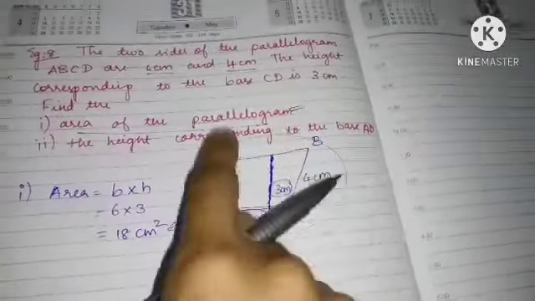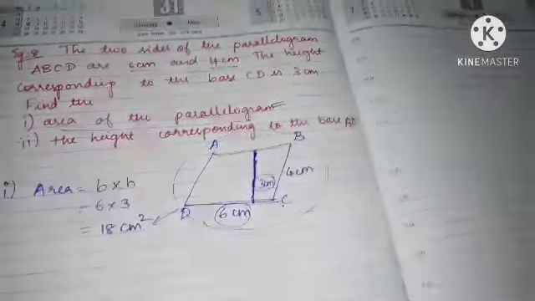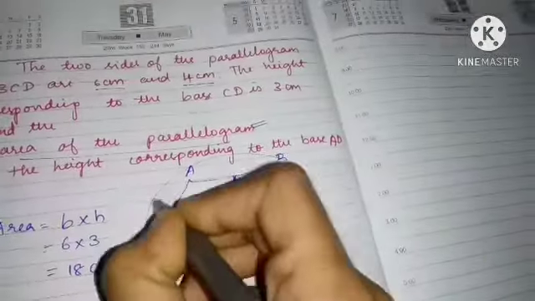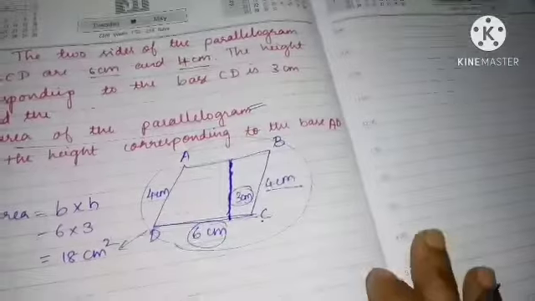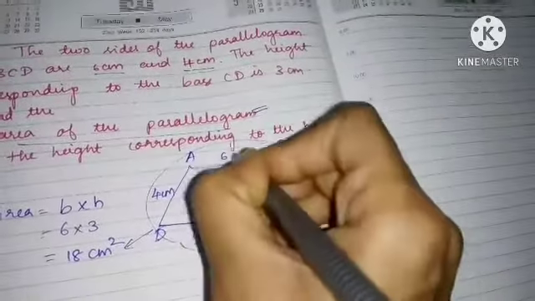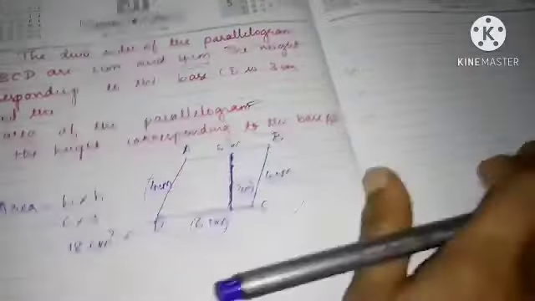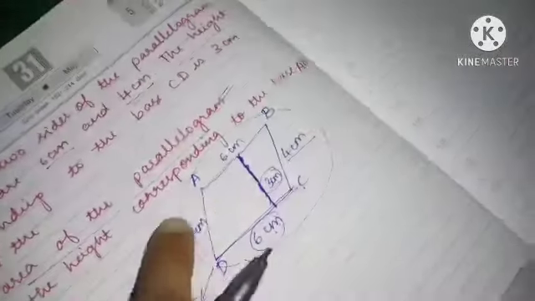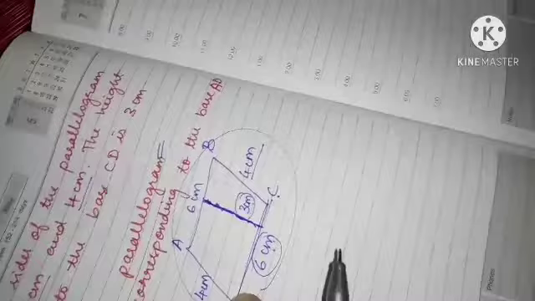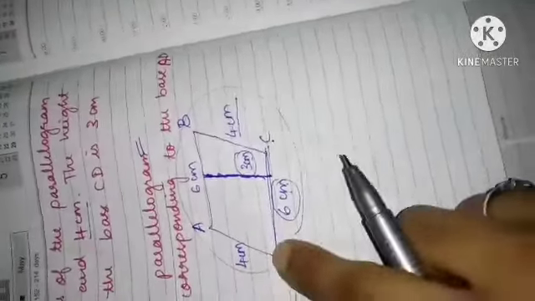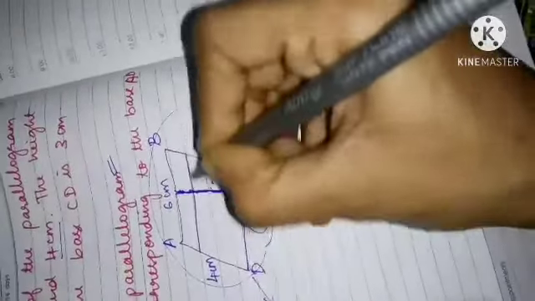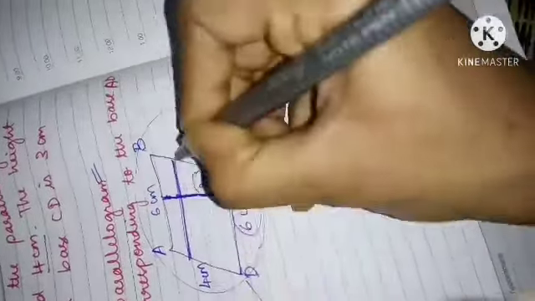Now height corresponding to the base CD is AD. So if you are considering this is 4 centimeter, means this is also 4 centimeter, correct? Because opposite sides are equal. So this is 6 centimeter, means this is also 6 centimeter. Correct? So if this AD is your base, which is your height, this one will be your height. Is it correct? You want to find this height.